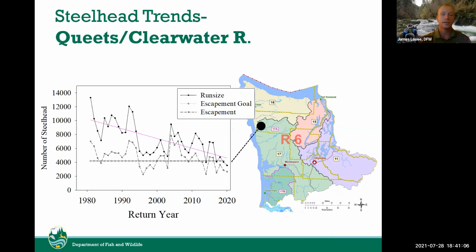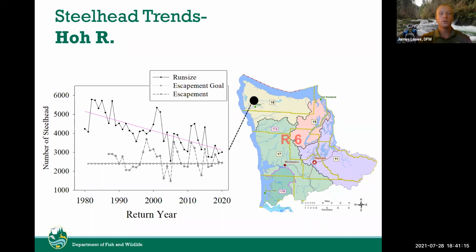This is Queets Clearwater, similar negative trend as you're seeing in other populations, and one of the steepest declines that we're seeing. Here we're moving up the coast, and I'm moving fast, I recognize that, but I want to make sure we provide time at the end here.